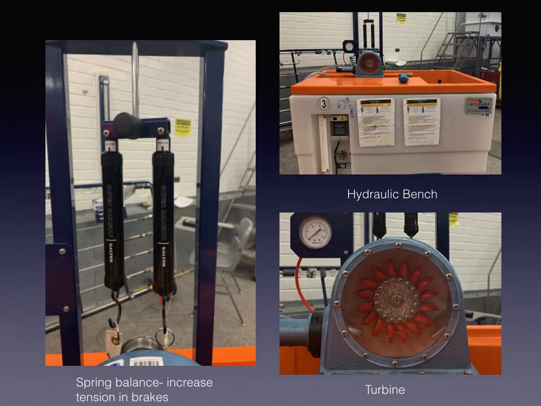Here is some of the equipment that was used in our experiment. In the top right corner, we see the hydraulic bench, which is measured using water discharge that can help us determine things such as flow rate. Below is a smaller version of the Pelton turbine itself. And lastly, to the left, we see the spring balance. Increased tension in this helps with our brakes.